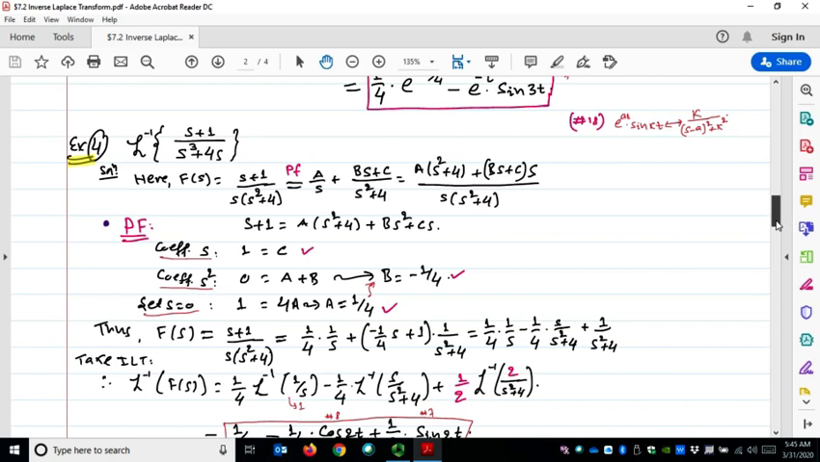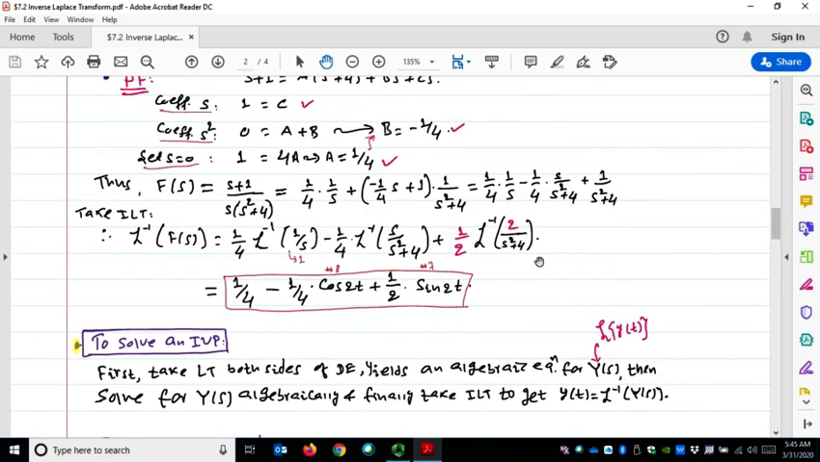Let me scroll down. Then we take the inverse Laplace transform. So the left side, inverse Laplace transform of F of s equals, so 1/4 inverse Laplace transform of 1 over s, which is 1, minus 1/4 inverse Laplace transform of s over s squared plus 4. So this applies the formula. So this will be cosine 2t.